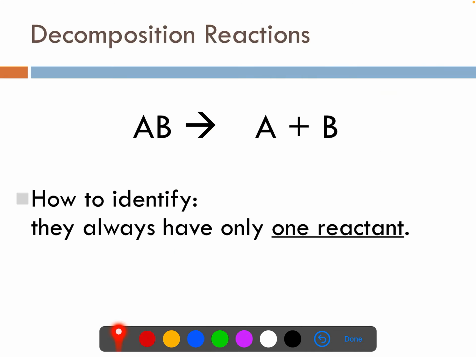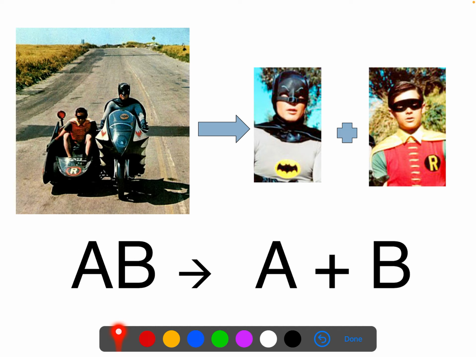A second type of reaction is a decomposition reaction. To decompose means you're going to break apart. So we take a substance and it breaks apart into two different things. So one chemical breaks apart into two or more different things. And you can identify these because they always have one reactant. They're basically the opposite of a synthesis reaction. I've got Batman and Robin come up to the scene together, and then they jump out, decompose into Batman alone and Robin alone.